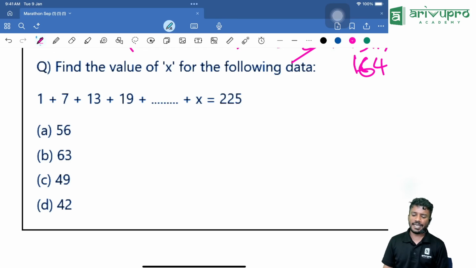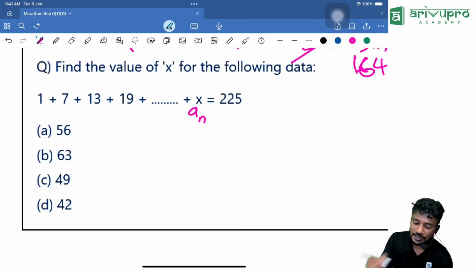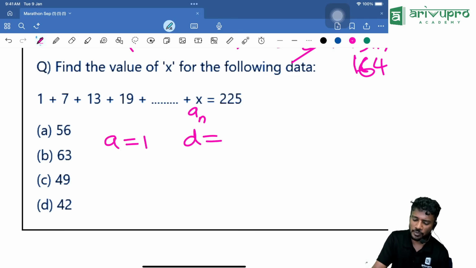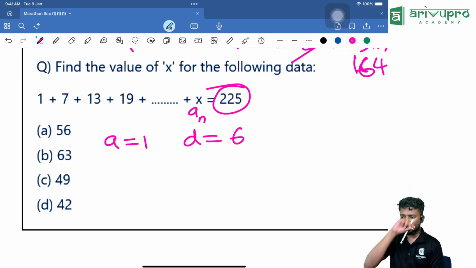Find the value of x from the following data. What is x over here? That is the nth term. An is x over here. Then, what is the first term? A is equal to 1. What is the second term? That is 7. So, D is equal to how much now? 6. Then, what is this 225?